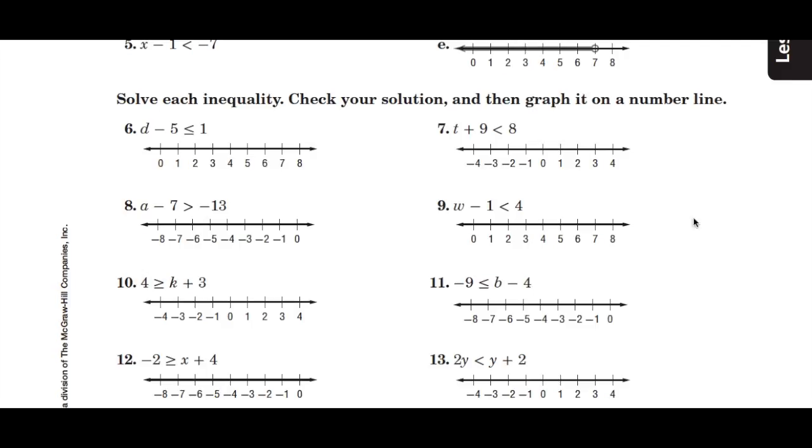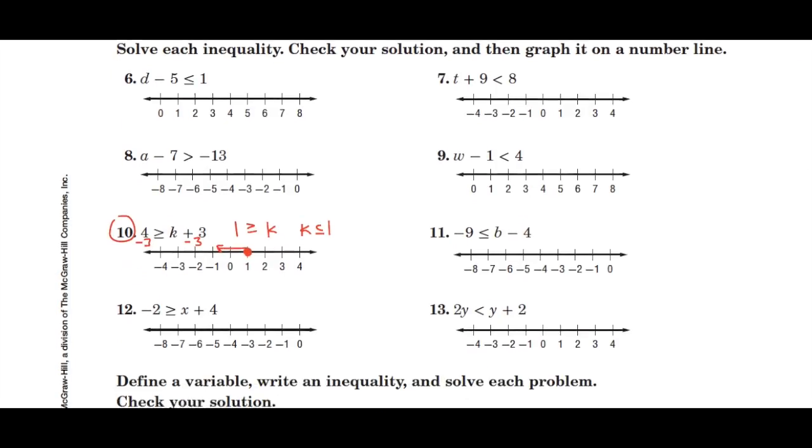I'll just pick one to do here. I'm going to pick number 10 because it has the variable on the right side. I'm still going to isolate the k by subtracting 3, and then I get 1 is greater than or equal to k. I like to have the variable on the left-hand side, so I'm going to rewrite that as k, but then I'm going to flip the inequality sign and put k is less than or equal to 1. So that's a closed circle at the number 1 with an arrow going to the left.